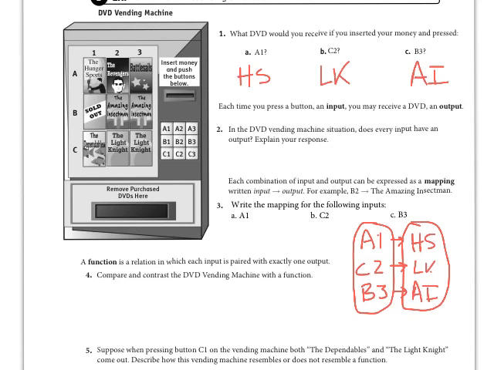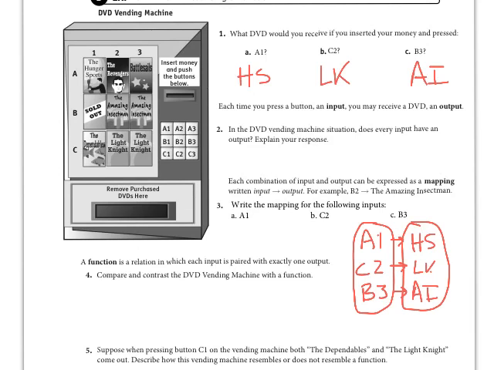He should hit A1, right? And then somebody else walks up behind him and hits A1. Again, the Hunger Sports is going to come out. Yes, eventually it's going to run out of DVDs, right? But we are assuming that it's not running out of DVDs. So every time I hit A1, the Hunger Sports is coming out.